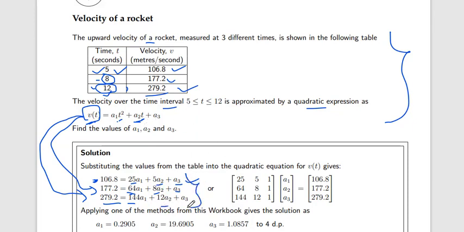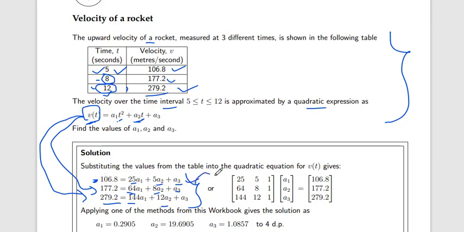So we get three linear equations. Now it's simple: you can write these three linear equations in matrix form, then apply row operations and transform this into an upper triangular matrix. Once the upper triangular matrix is made, with the method of back substitution you can get the values of a1, a2 and a3.